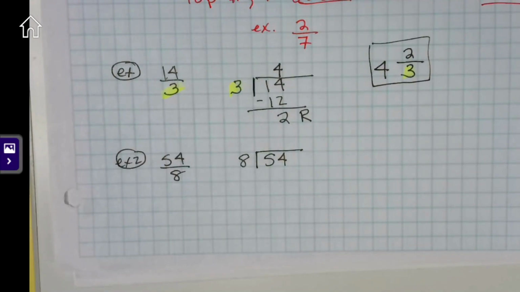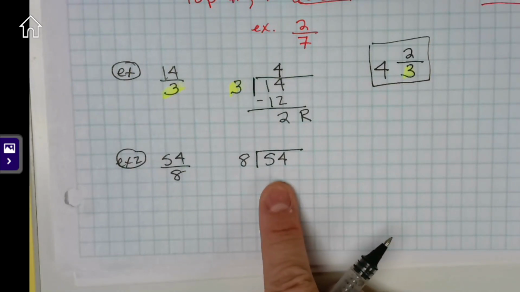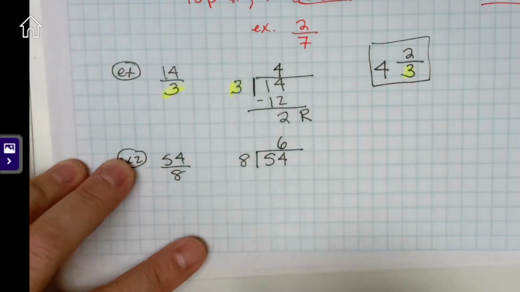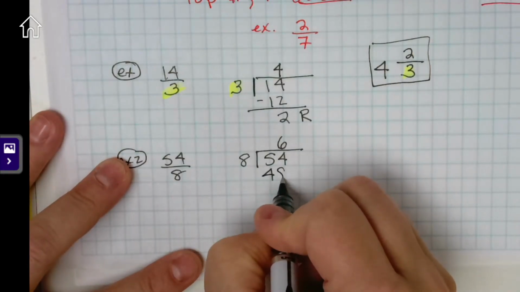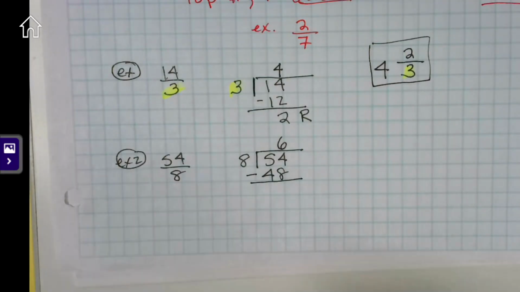So you might start with 8 times 5 is 40. That's not very close to 54. 8 times 6 is 48, getting closer. 8 times 7 is 56. That's too far. So I go back 1. 8 times 6 is 48. So we put a 6 above the 4. 6 times 8 is 48. Draw a line. Subtract. We get 6. That is your remainder.